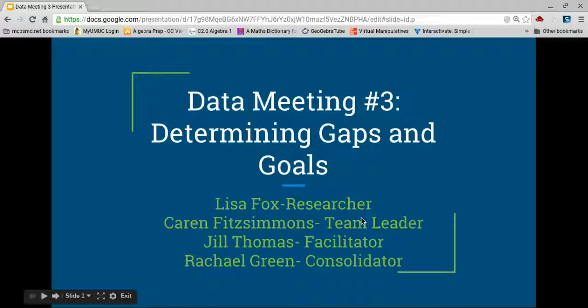Data meeting number 3, determining gaps and goals. Lisa Fox was the researcher, Karen Fitzsimmons was the team leader, Jill Thomas was the facilitator, and Rachel Green was the consolidator.